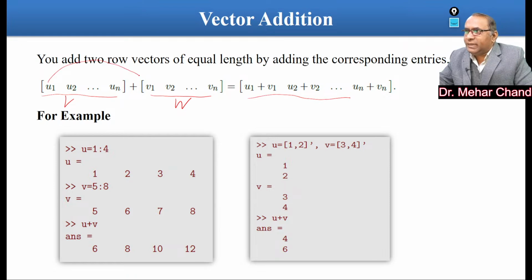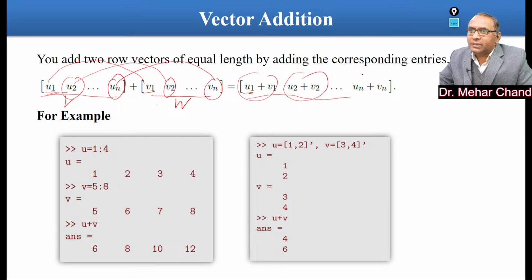So u1 will be added with v1, and u2 with v2, and so on. So the first element from the first vector and the first element from the second vector: u1 plus v1, and u2 plus v2, up to un and vn. This type of addition is known as element by element addition.